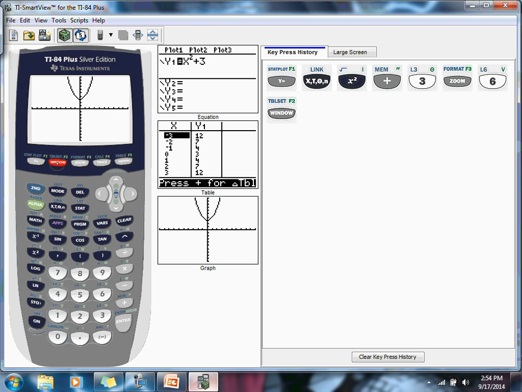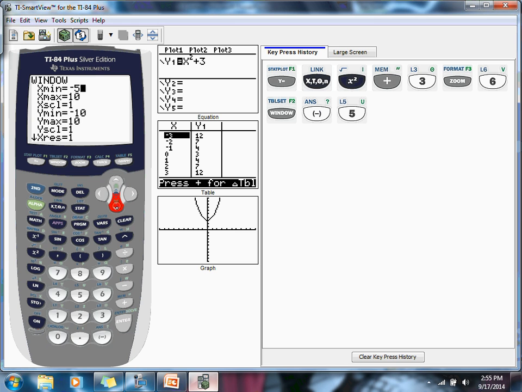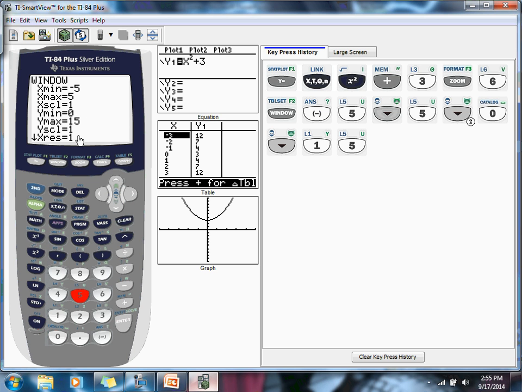So if you go to Window, this is where you can change your x min and your x max, your y min and your y max, and you can even change your scale. So I'm going to make my x min start at -5 and then arrow down. My maximum for x, I'll make 5. I'm still going to leave a scale of 1. My y minimum, I'm going to make that 0 because I wasn't using any negative y values at all. And then my maximum, I'll make that a little bigger. I'll make that 15. And I'm still going to keep a scale of 1.